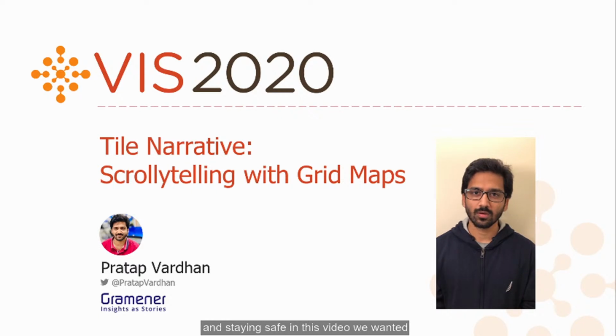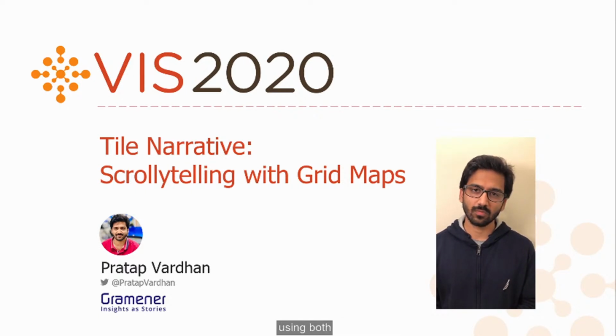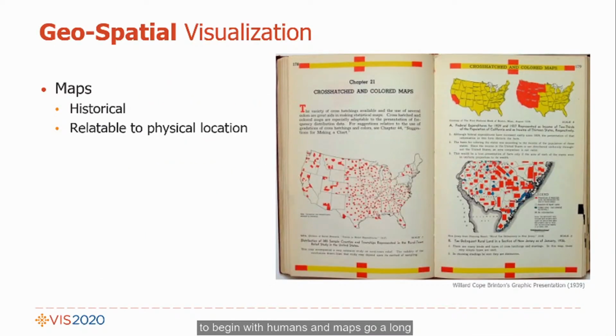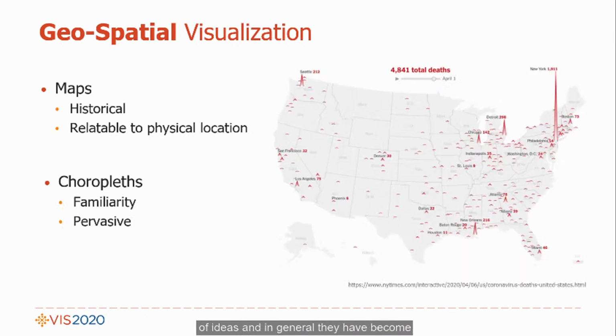In this video, we wanted to explore the idea and motivation behind tile grid narrative. So through this visual case study, we wanted to study the effectiveness of using both tile grids and scrollytelling together. To begin with, humans and maps go a long way back. We have been mapping since ages, and maps are one of the most popular forms of visual representation that most people are exposed to. Hence, they play a huge role in dissemination of ideas, and in general, they have become the de facto choice for visualizing geospatial data.